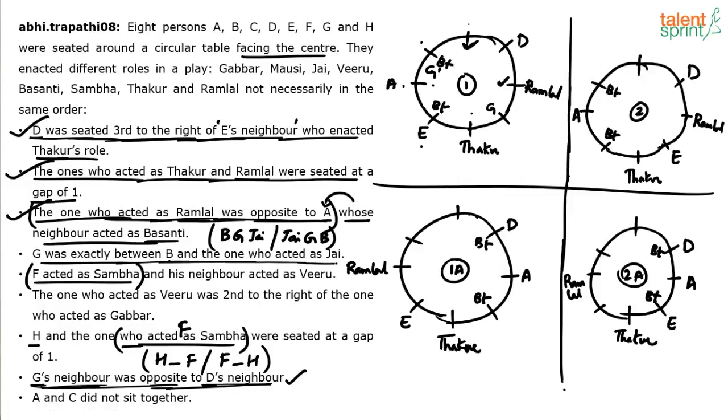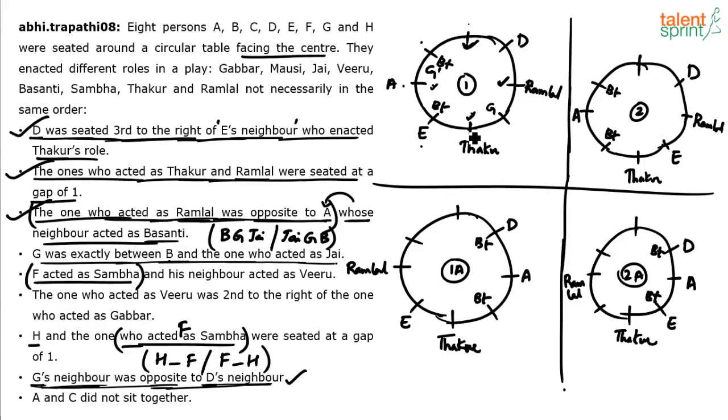You're getting it? You have to deal with this complexity. Otherwise, it is giving us multiple answers each time. You're able to follow? These are the two possible positions of G. I hope all of you have understood. G's neighbor was opposite to D's neighbor. These are the two positions of D's neighbors. Opposite positions are these ones. Now, according to the question, these positions are neighbors of G. One of these two is a neighbor of G.